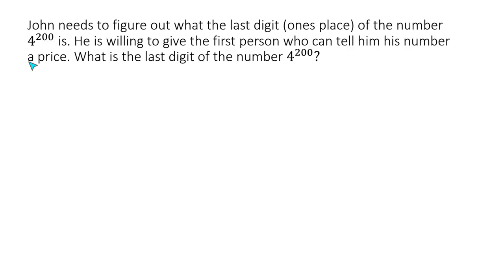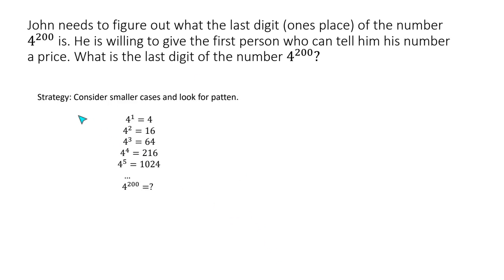So one of the strategies to solve this problem is to look at a smaller case. Okay, so let me highlight the word smaller. So this number here is way too big that our devices will not give us an answer. Okay, so we consider a smaller case. So what if we had 4 to the first power? Then that answer is going to be 4. If we have 4 to the second power, we get 16. If we have 4 cubed, we get 64. 4 to the fourth, we get 256. 4 to the fifth, we get 1024.